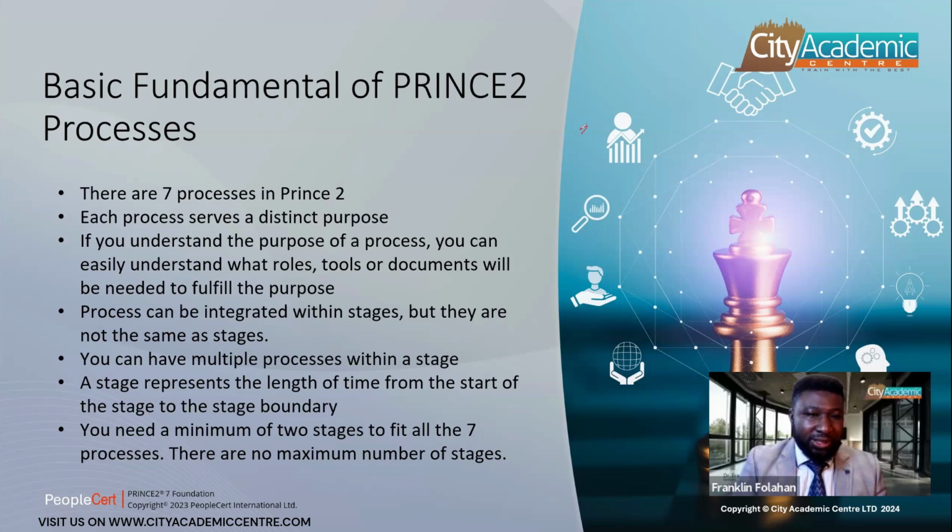The first one is this. There are 7 processes in PRINCE2. Do be mindful of that. And we know what those are: the SU, the DP, the IP, the managing stage boundary, the controlling stage, the managing product delivery, the closing a project process. We know by now that each process serves a distinct purpose. There's a purpose to it.